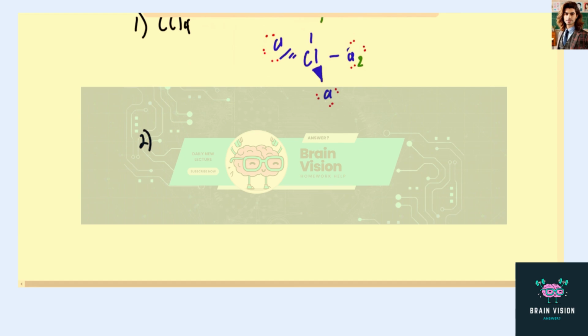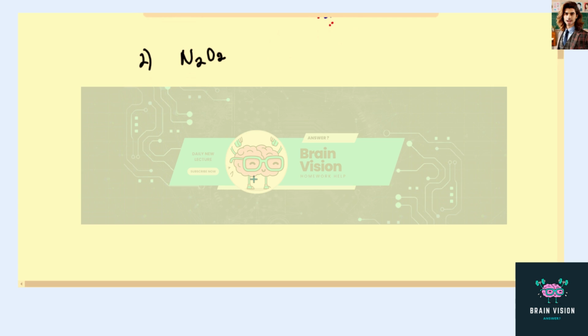Okay, number 2 is N2O2. First, which is least electronegative? If we look at the periodic table, as you go right, you get more electronegative. So that means these nitrogens are going to be in the middle, and the oxygens are going to be on the outside, like that.